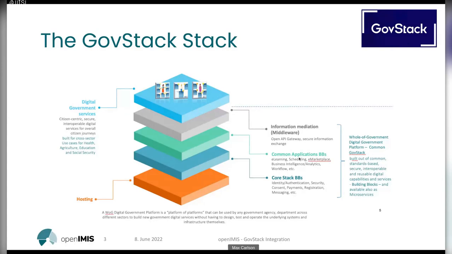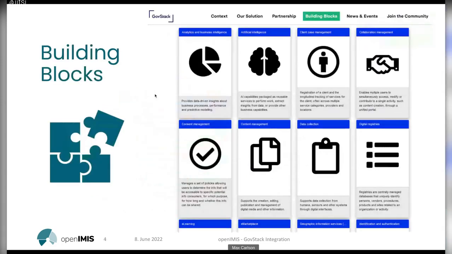And then running on top of that and on top of our security standards, we have common application building blocks such as e-learning, scheduling, marketplace, BI, workflow, et cetera. And then we have some core stack building blocks, like identity, security, consent, payments, and registration. And then on top of that, the idea is you build digital government services using these reusable building blocks. There are a number of building blocks that we're currently developing, including consent management, digital registries, et cetera, client case management.